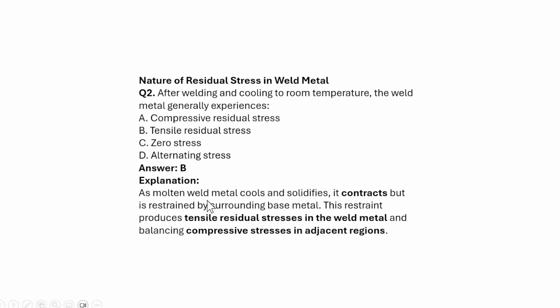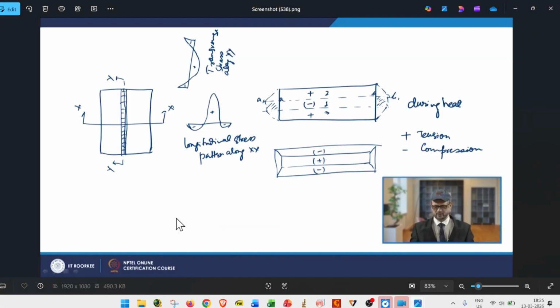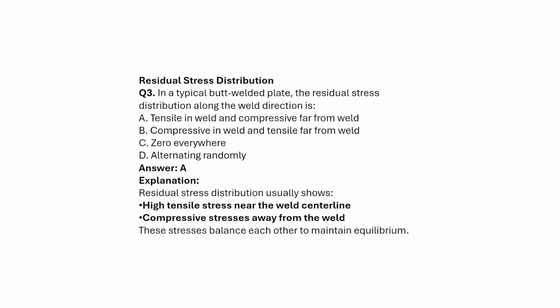So the answer will be: the molten weld cools and solidifies, but is restrained by the surrounding base material. The restraint produces tensile residual stresses in the weld metal, balancing the compressive stress in the adjacent region. Here you can see the profile. Next, in a typical butt weld plate, the residual stress distribution along the weld direction.